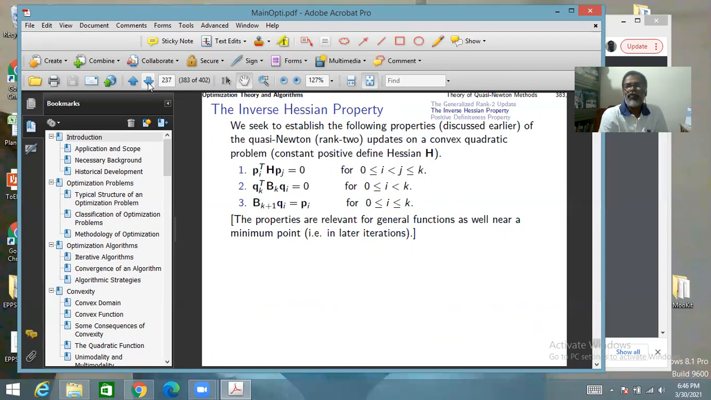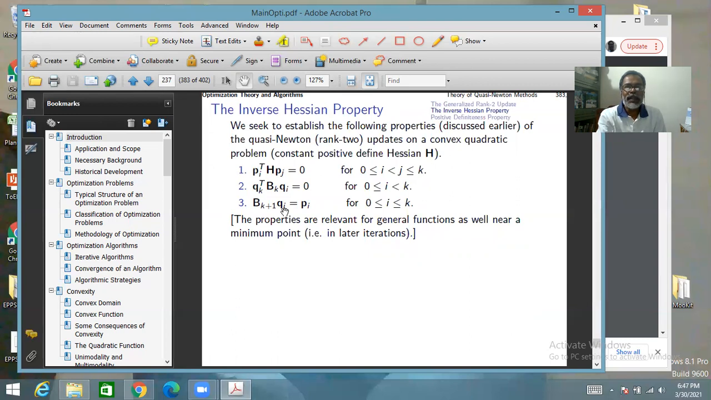The first property that we study is the inverse Hessian construction property. And that is actually here, the property 3. That is, Bk plus 1 should operate like the inverse Hessian for all the previous directions, previous steps. But on the way to that, we also establish two conjugacy properties, one of the steps in x and the other of the steps in the gradient.